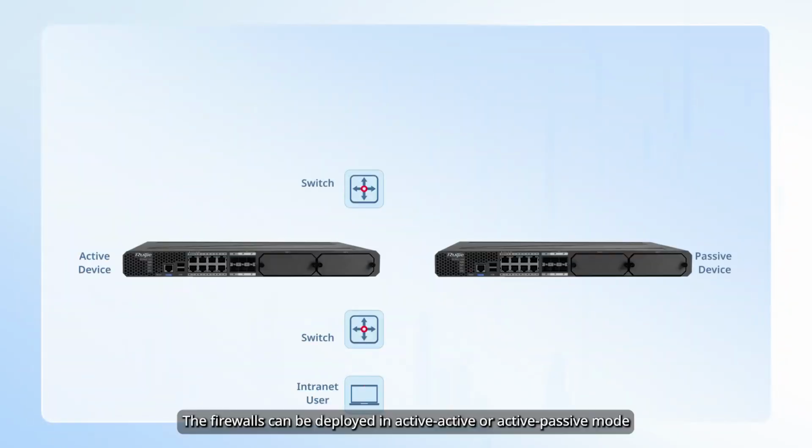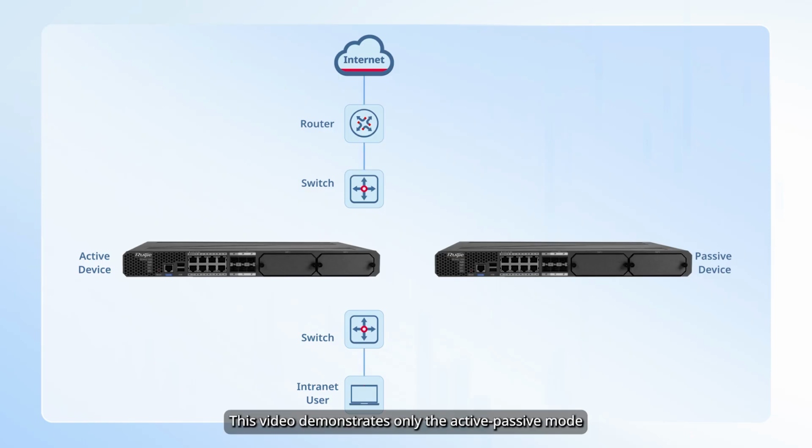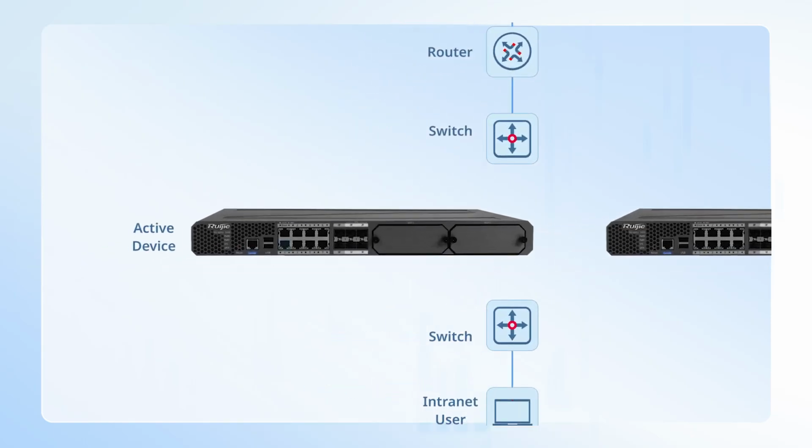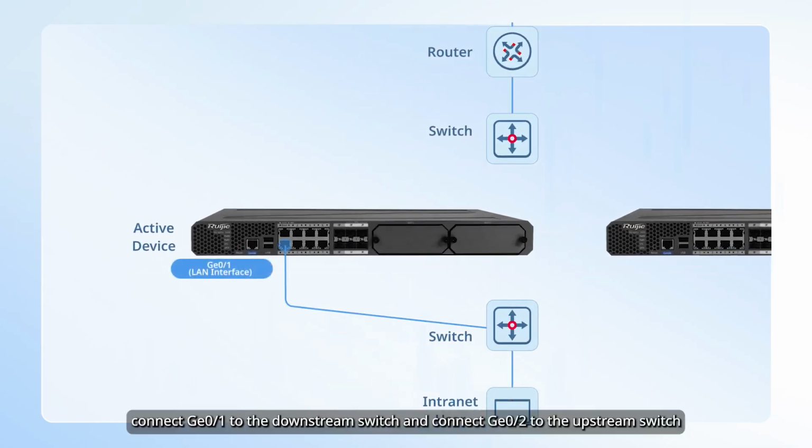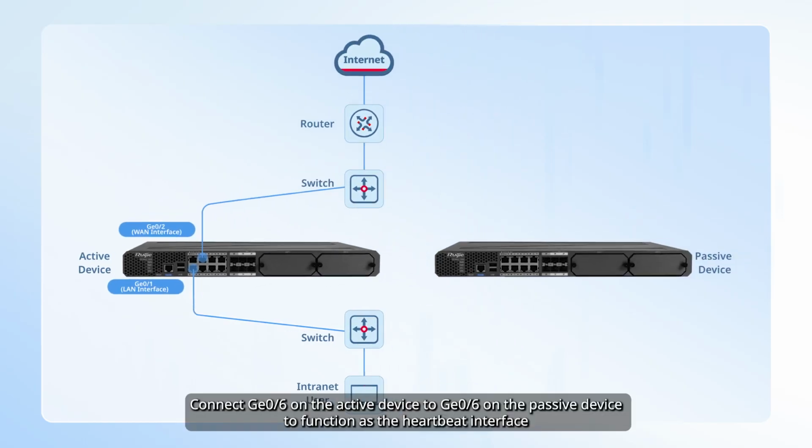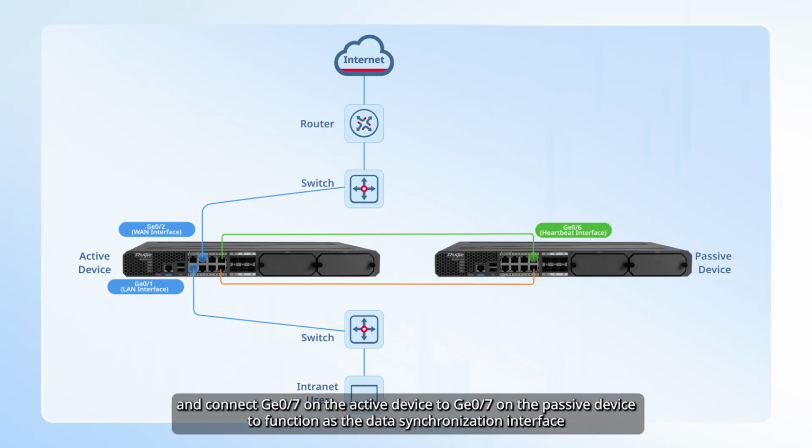The firewalls can be deployed in active-active or active-passive mode. This video demonstrates only the active-passive mode. On the active device, connect GE0/1 to the downstream switch and connect GE0/2 to the upstream switch. Connect GE0/6 on the active device to GE0/6 on the passive device to function as the heartbeat interface, and connect GE0/7 on the active device to GE0/7 on the passive device to function as the data synchronization interface.